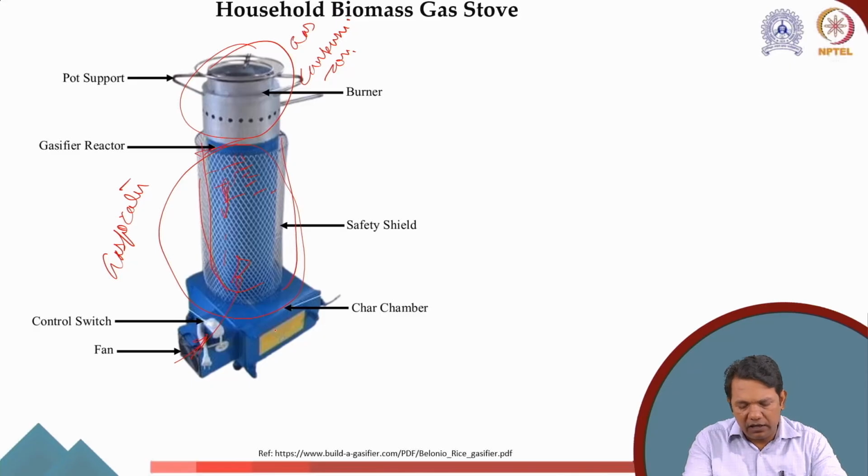And then the char, when it falls down, can go to the bottom. So in this case, let's say the gasification is happening in the hole, so char will go down, and then again you can remove the char from this section. But during this gasification, the outer casing becomes very hot because a lot of heat is generated. If you touch it, fingers might get burned. Therefore we put a safety shield here. Now let's say this biomass is charged into this.